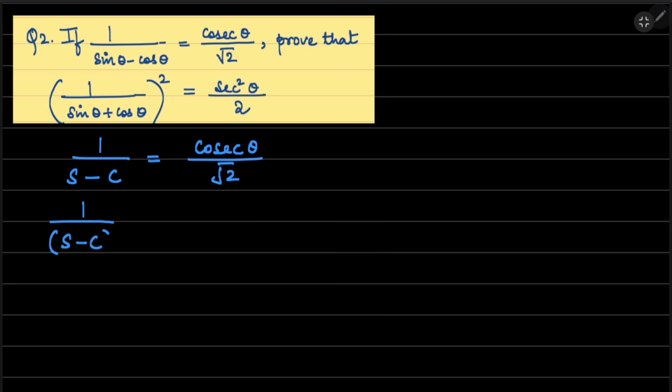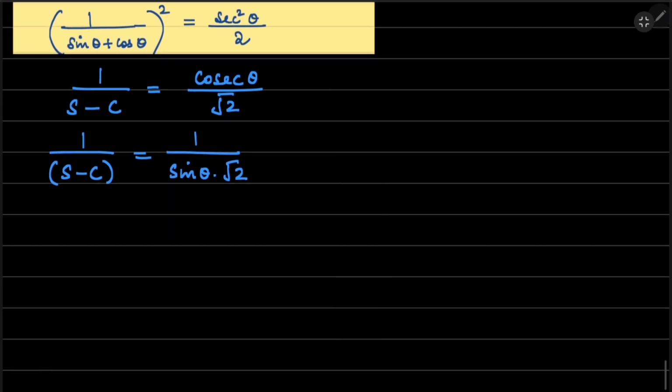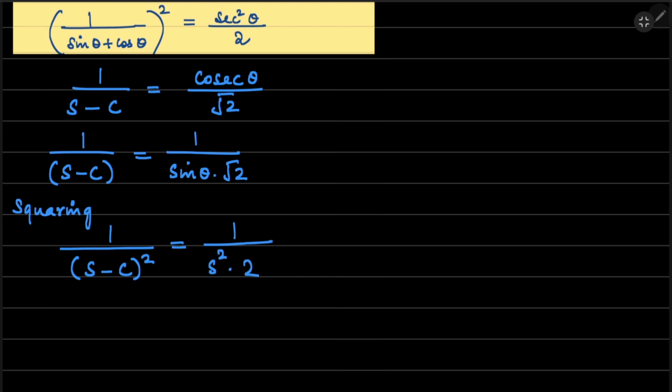Before I take the square on both the sides, I will write it again. That is sine minus cos is equal to cosecant theta is 1 by sine. So 1 by, I will write sine theta multiplied by root 2. Right? Then I will do squaring on both the sides. Squaring both the sides, what do I get? 1 divided by sine theta minus cos theta the whole square is equal to 1 divided by sine square theta multiplied by 2. I'm just squaring, right?